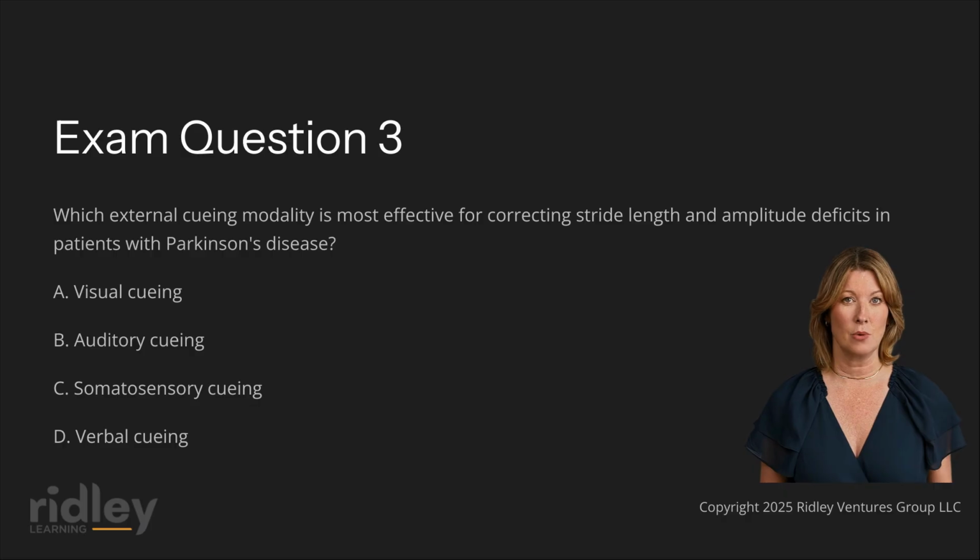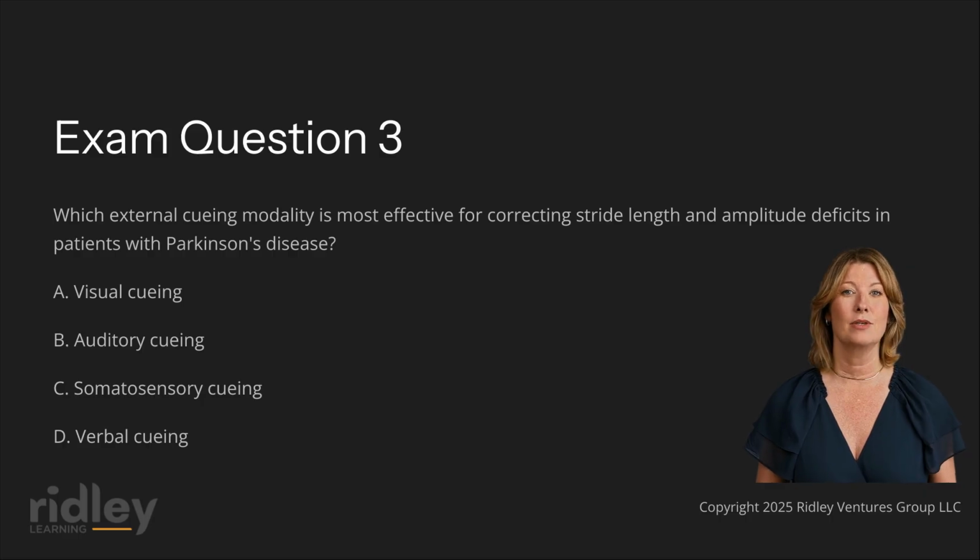Question 3. Which external cueing modality is most effective for correcting stride length and amplitude deficits in patients with Parkinson's disease? The correct answer is A. Visual cueing. Rationale. Visual cueing is particularly effective for addressing the stride length and amplitude problems commonly seen in Parkinson's disease.